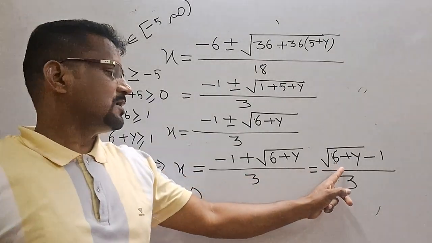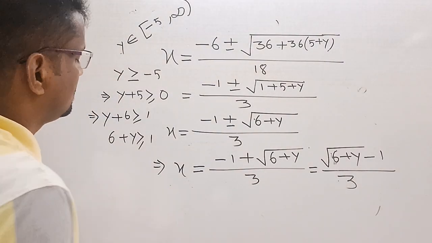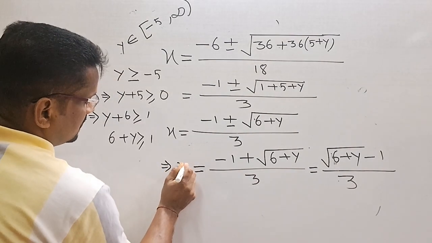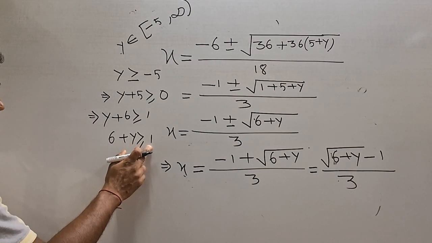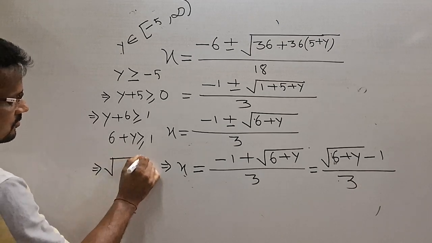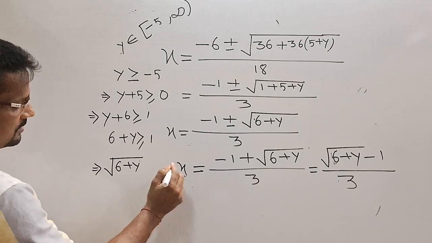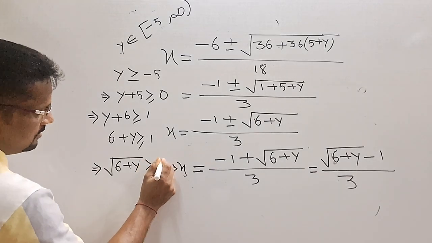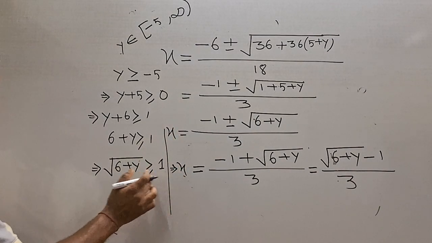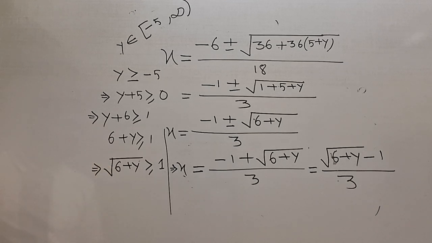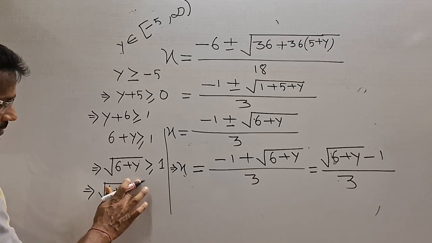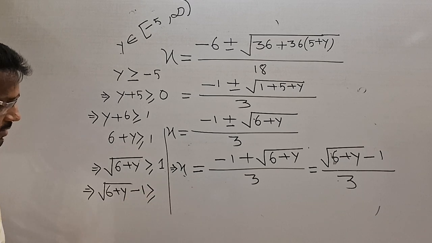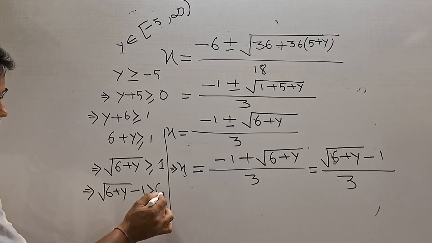Now come here. Look at this. So here we obtain 6 plus y greater than or equal to 1. That means the square root of 6 plus y is greater than or equal to the square root of 1. That is the positive value we are considering. Square root of 1 is 1. Now subtract 1 from both sides: the square root of 6 plus y minus 1 is greater than or equal to, from the right side also subtract 1, 0.